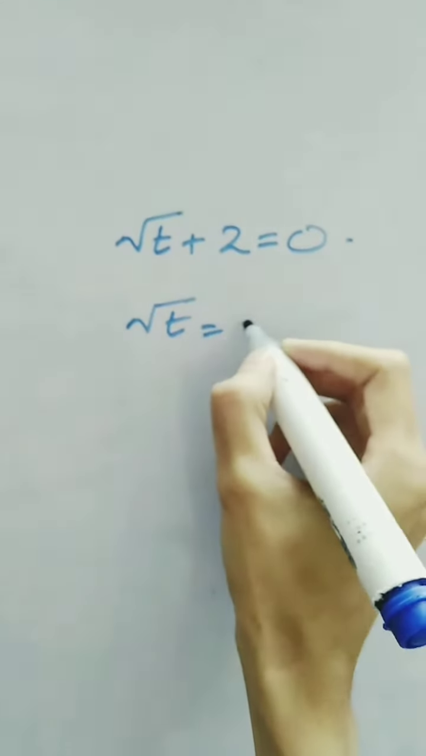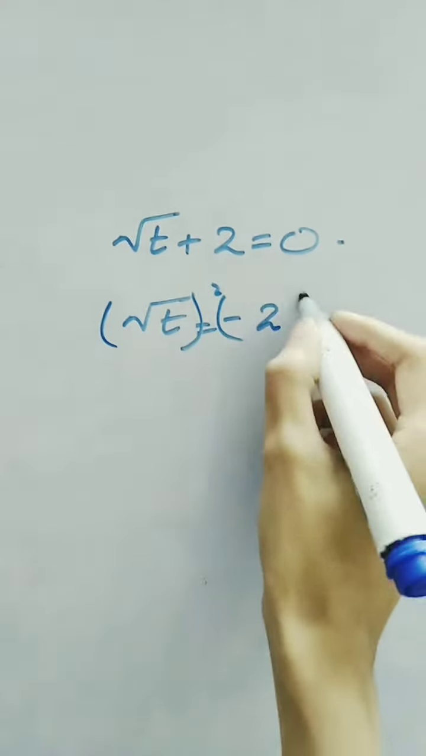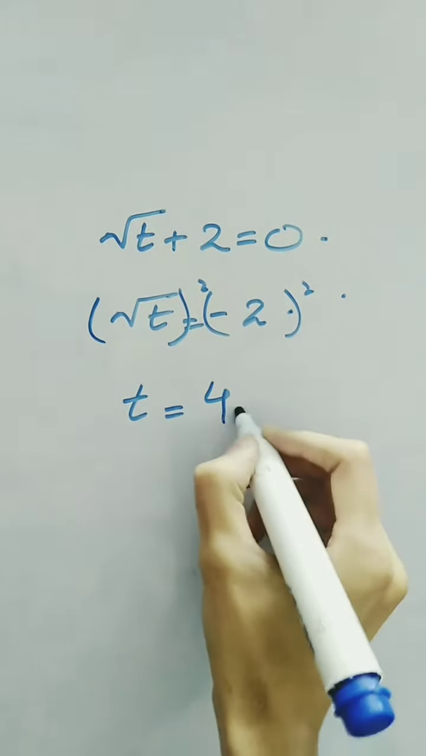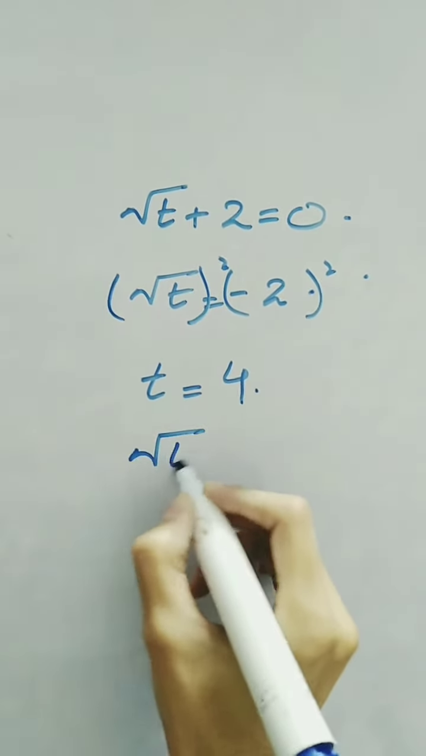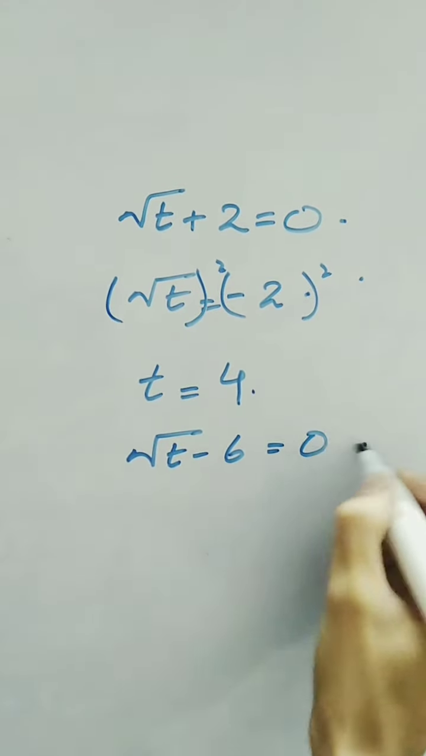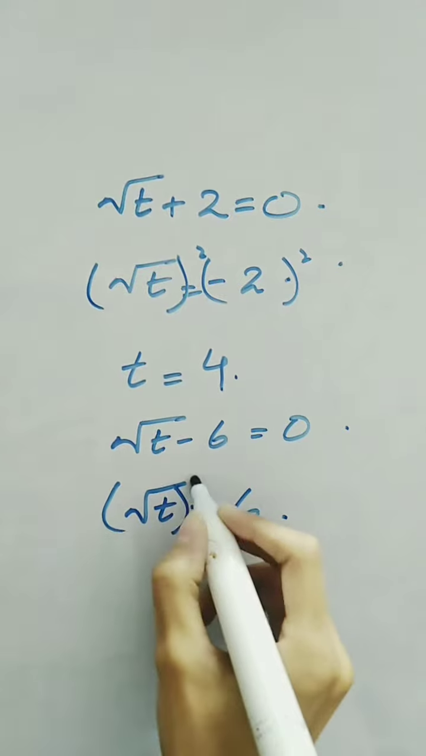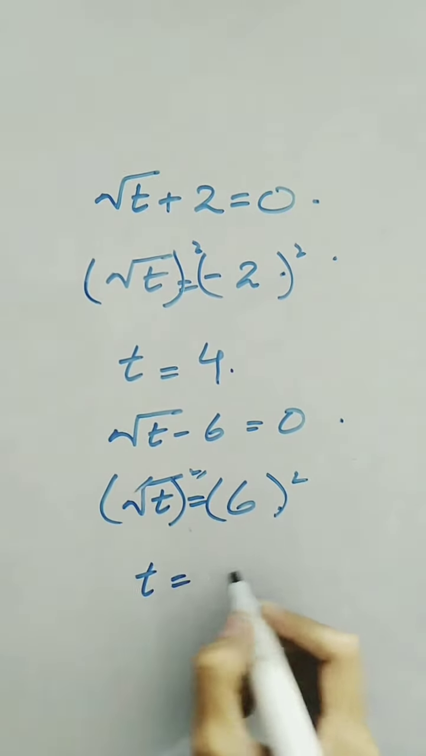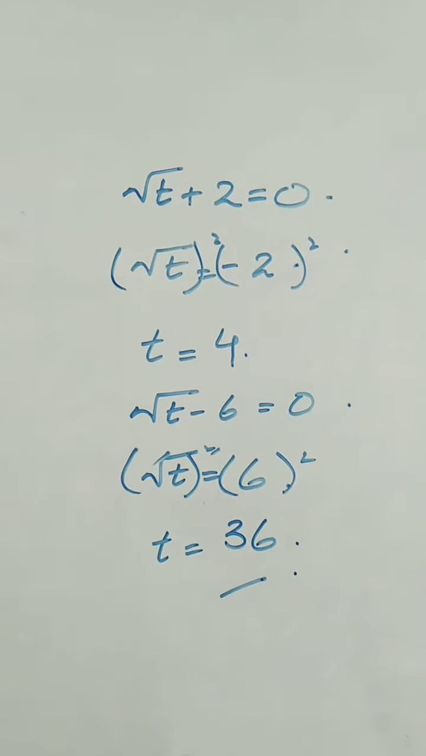Now we have root t plus 2 is equal to 0. Further solving, we will have root t is equal to minus 2. If we take a square on both sides in order to remove the root, we will have t is equal to 4, as minus 2 into minus 2 is equal to 4. Similarly, we have root t minus 6 is equal to 0, or we have root t is equal to 6. And we take square on both sides in order to remove the root, we will have t is equal to 36. These are our answers.